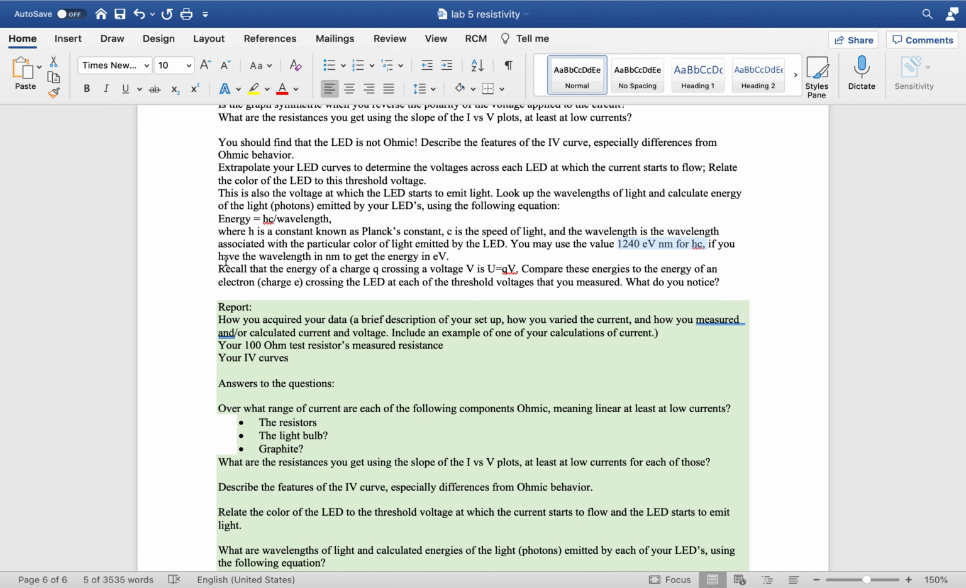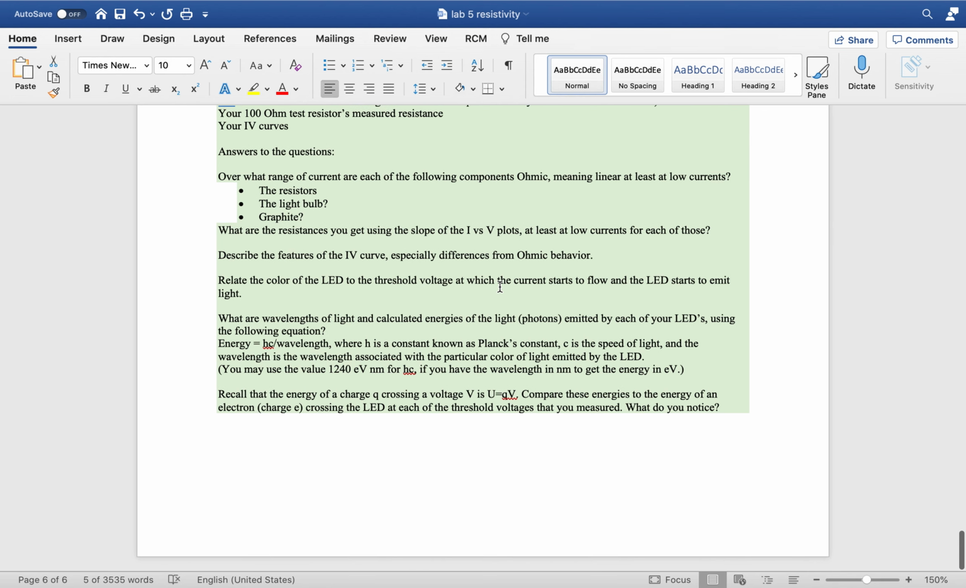And then recall, the energy of a charge Q crossing a voltage V is what? U equals QV. So basically they are going to compare two energies, right? One found using this equation and one found using this equation, and then what do they notice about them? Okay. All right, so that's about it for this lab.